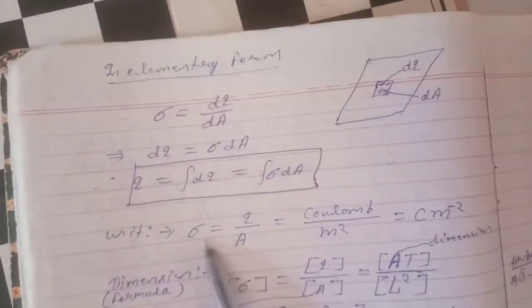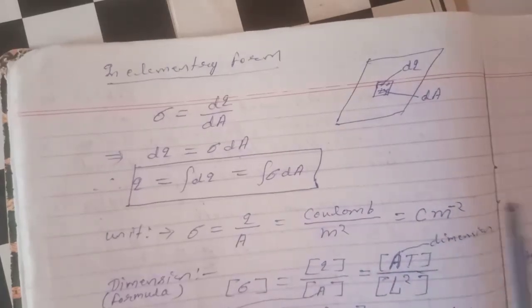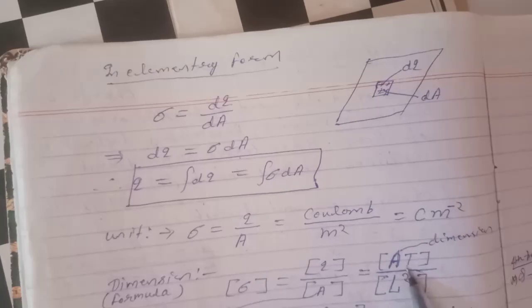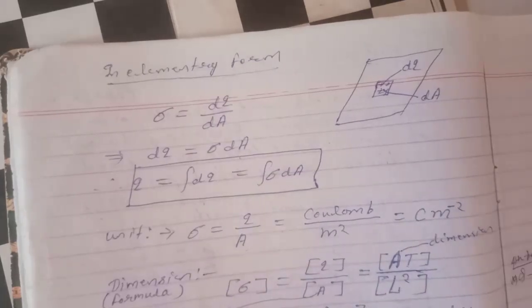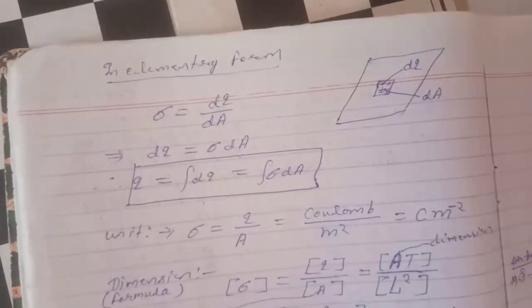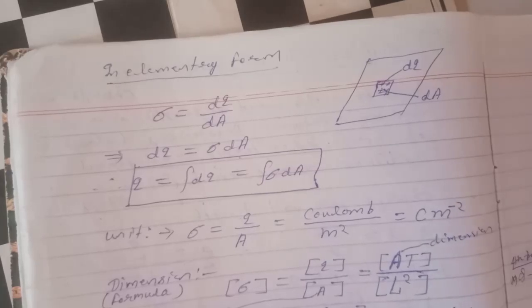So the unit will be sigma equal to q by A, coulomb per meter square. Now the dimensional formula of sigma, q by A: one form will be L minus 2 AT, because the dimension of q is A into T. This is in terms of SI unit. And if we write in MKSQ unit, then the dimension will be L minus 2 Q. So you have to keep both in mind.